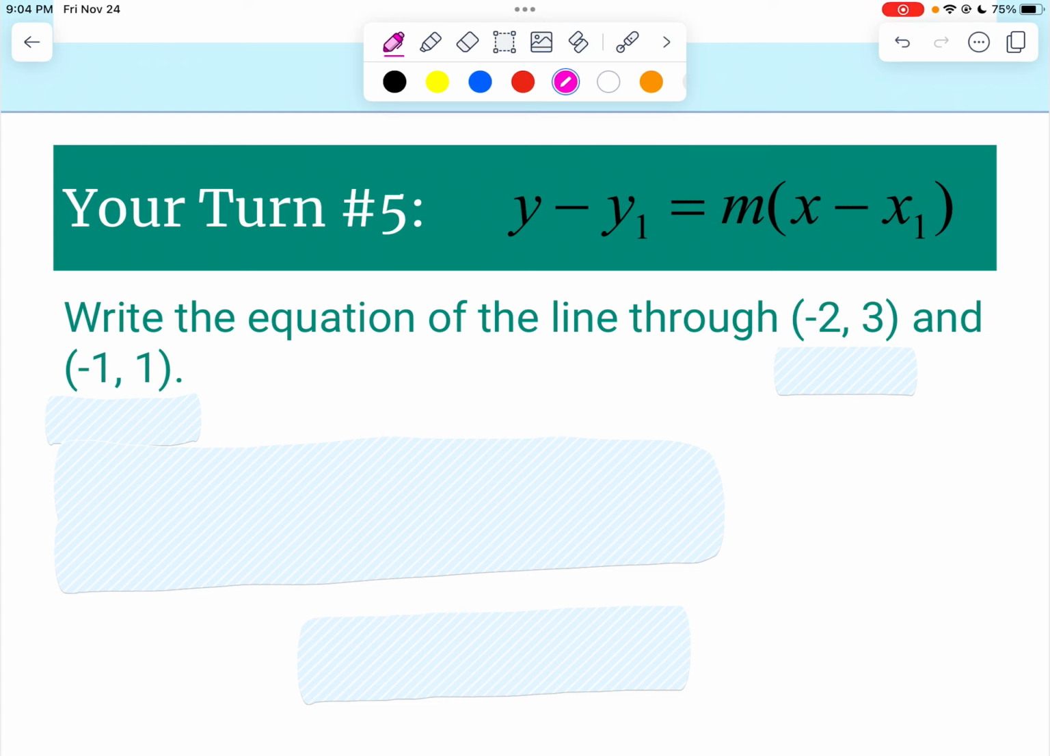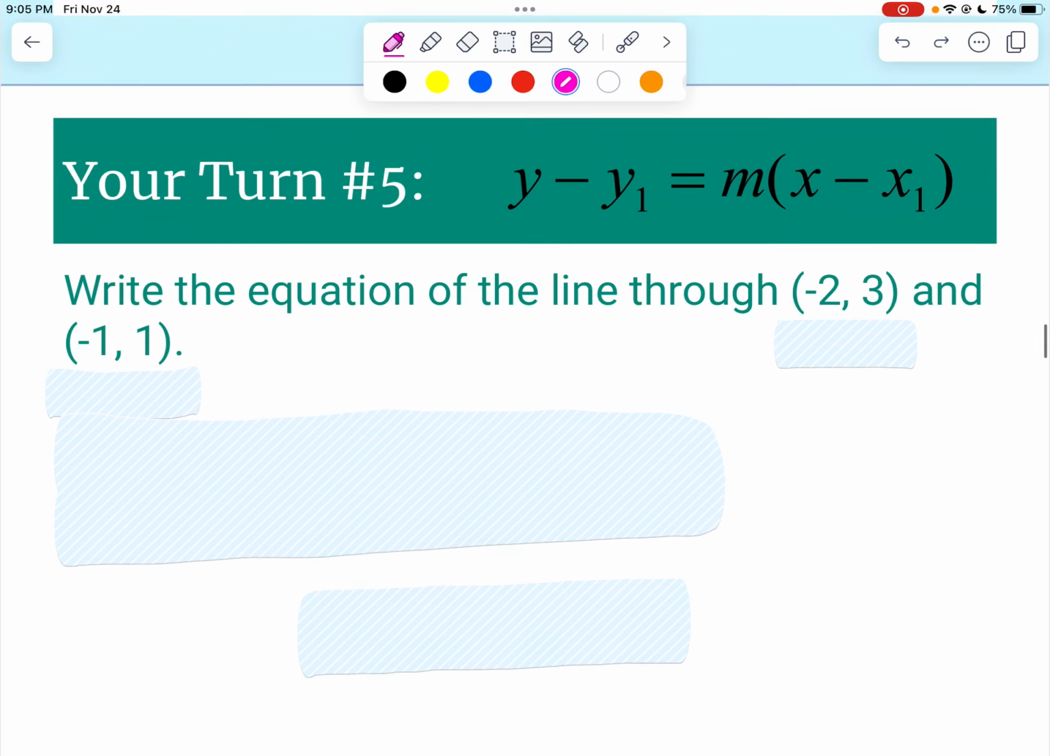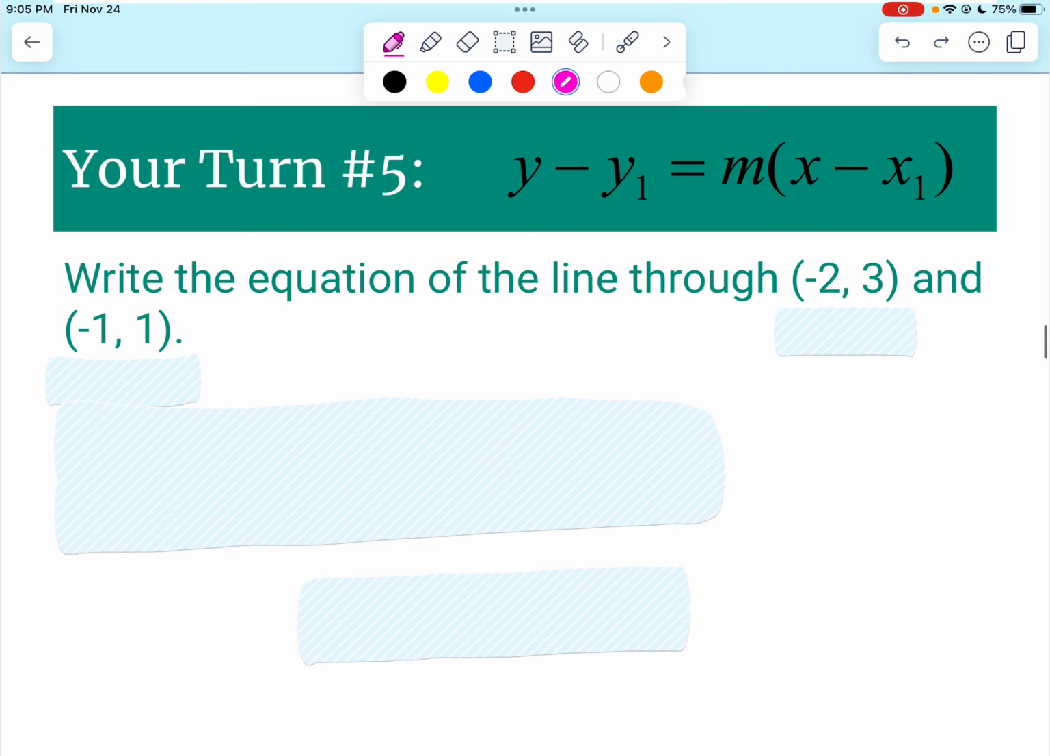So your turn number 5, 3 steps. Actually only 2, because it just says write the equation. You're going to pause the video. You're going to figure out the slope. Use that to help you write the equation of this line. Once you're done, go ahead and hit play, and we'll go over the answers together.